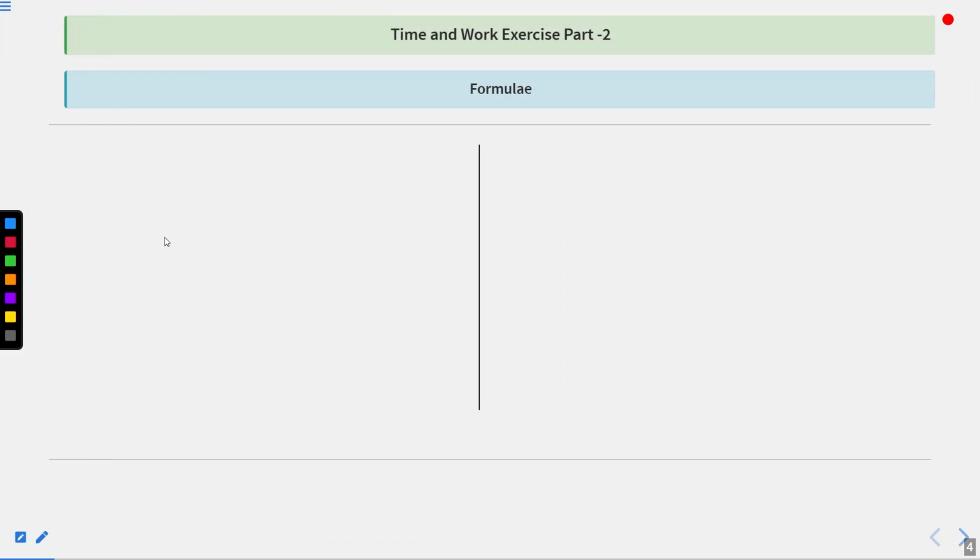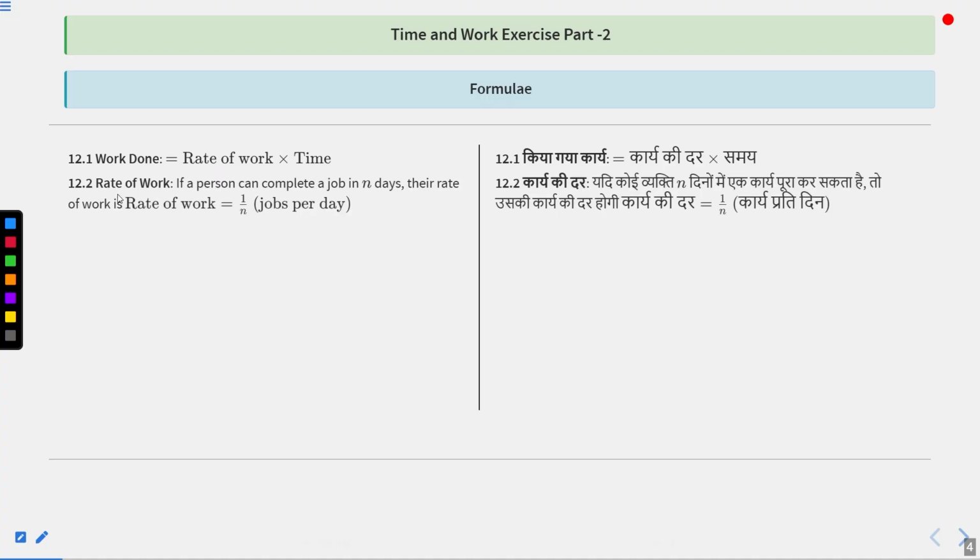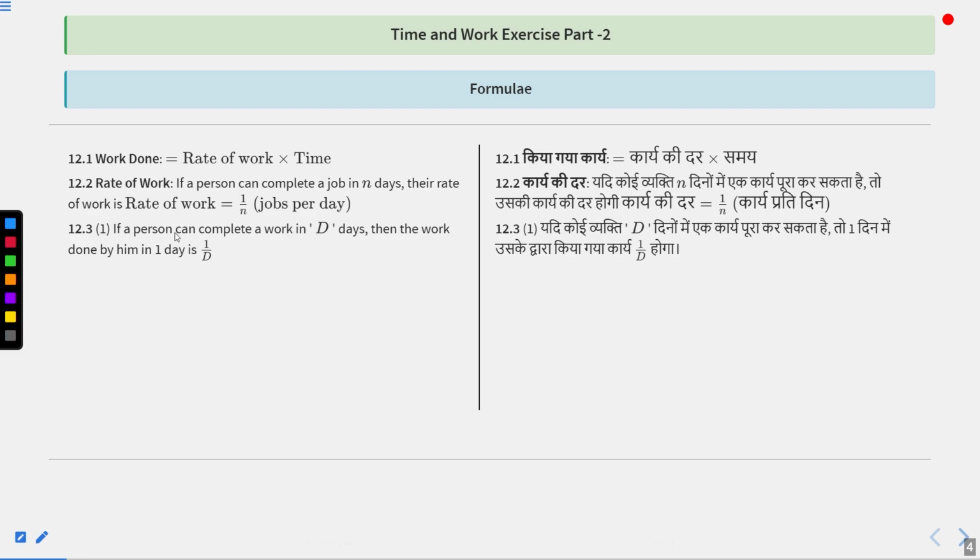Now see the formulas related to time and work. We know that work done equals rate of work into time. So what will be the rate of work? If a person can complete a job in n days, their rate of work becomes 1 by n. Clear? Same way, if a person can complete a work in d days, then the work done by him in 1 day becomes 1 by d.